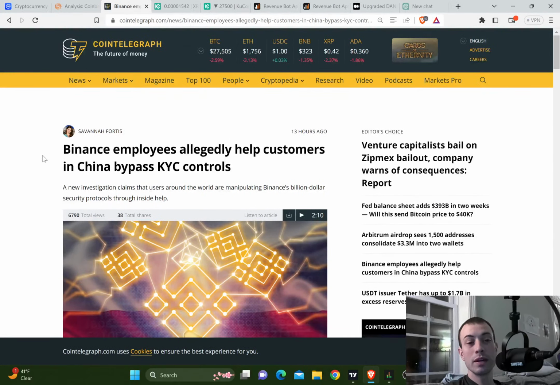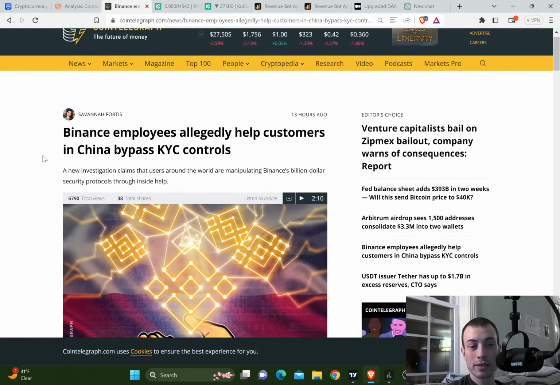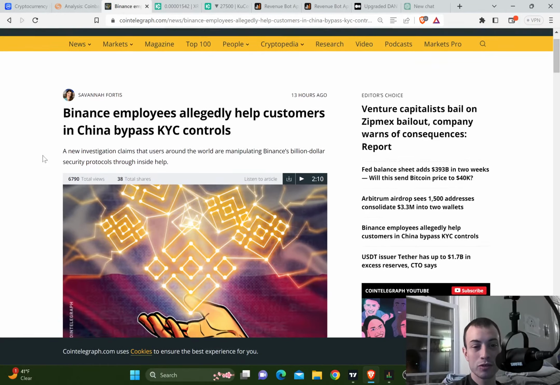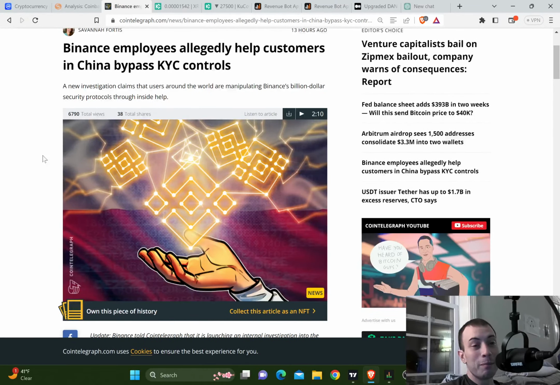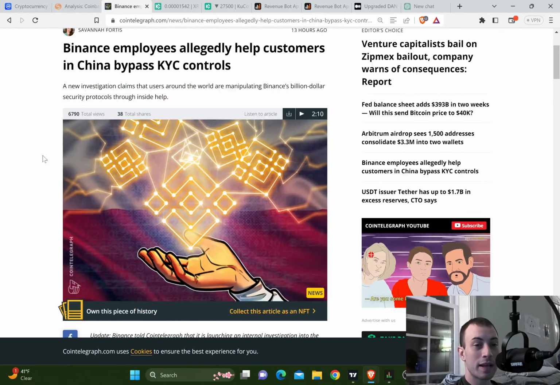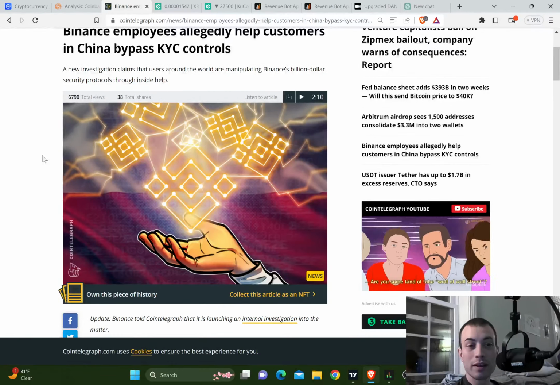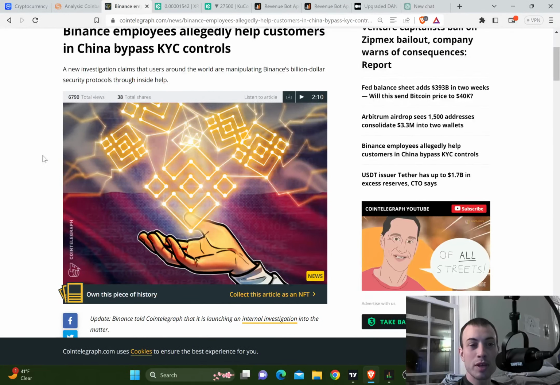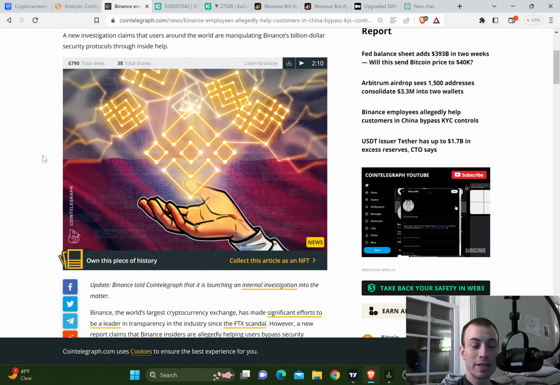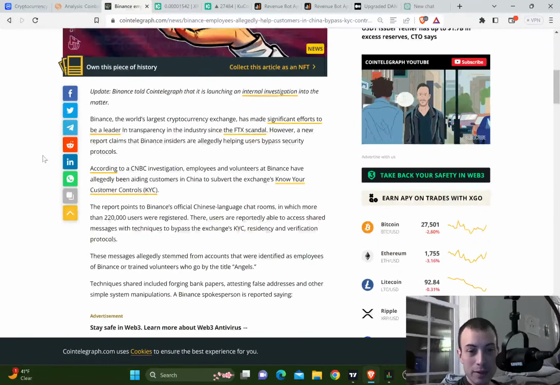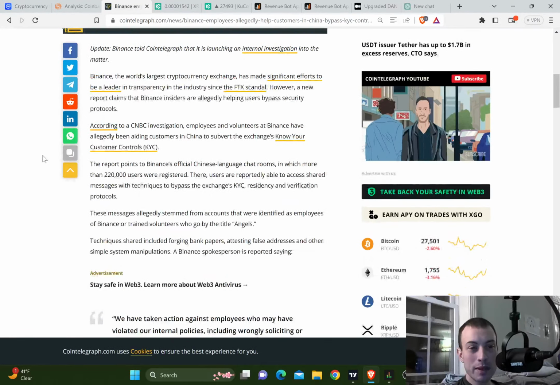Okay, so this one is kind of interesting. Binance employees allegedly helping customers in China bypass KYC controls. So as you guys may have heard, it's illegal to trade in cryptocurrencies in China. But it looks like that's not really posing too much of a problem because they got some inside people helping them with that. A new investigation claims that users around the world are manipulating Binance's billion-dollar security protocols through inside help. We got an inside man.